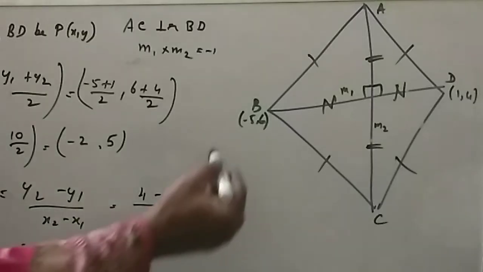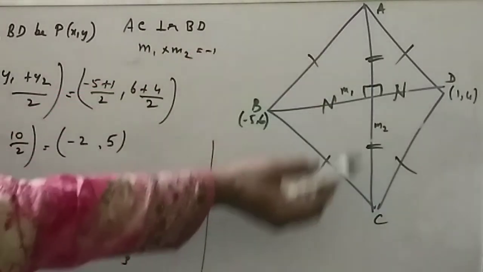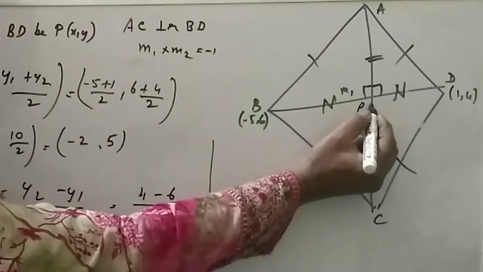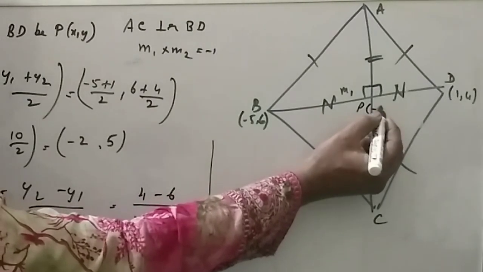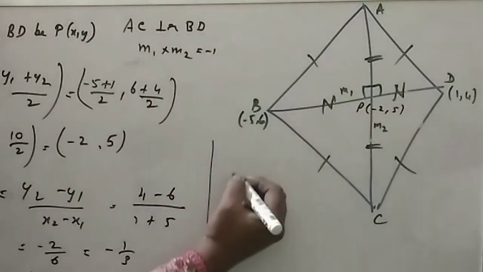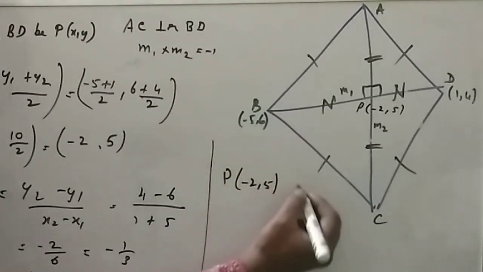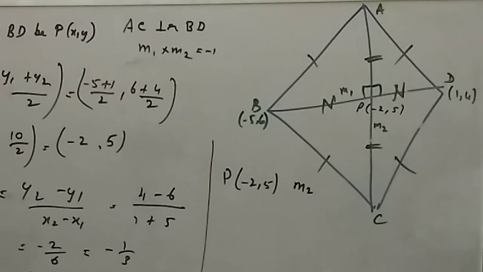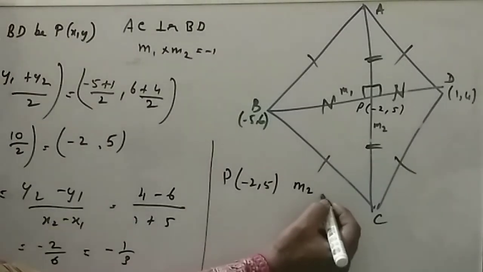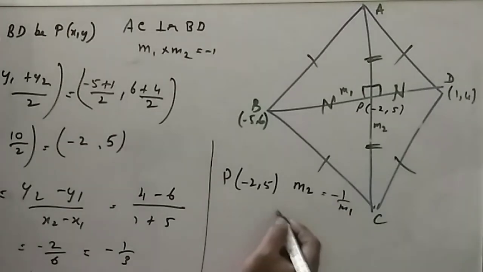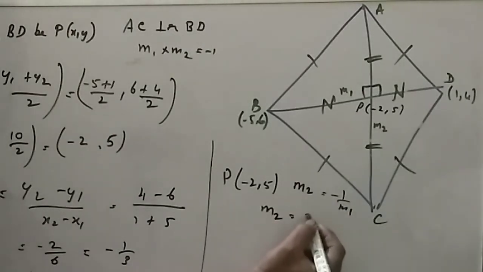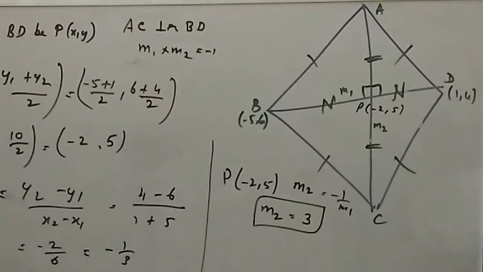Clear? So, we need a point on AC. That's why we have taken the midpoint, no, P. That is minus 2 and 5. Now write P minus 2 and 5 and M2 we need. So you will write M2 is equal to minus 1 upon M1. That is M2 is 3. Okay, reciprocal of M1, 3, and then negative, minus into minus is plus.